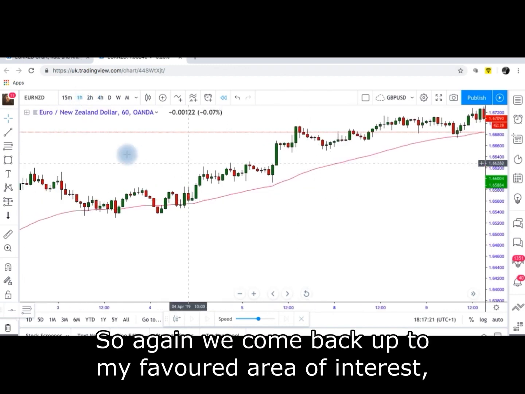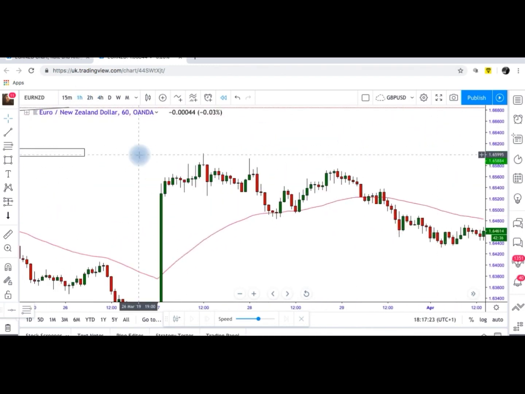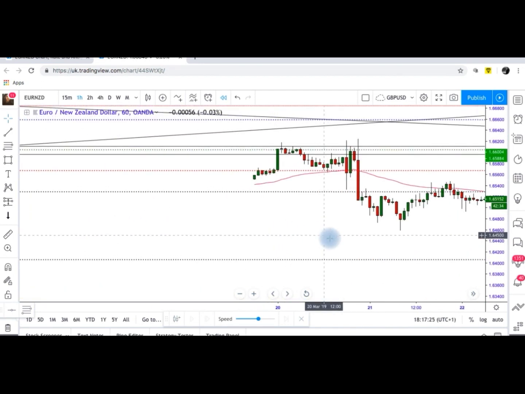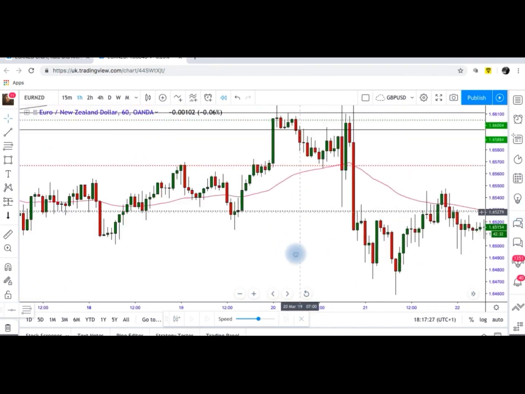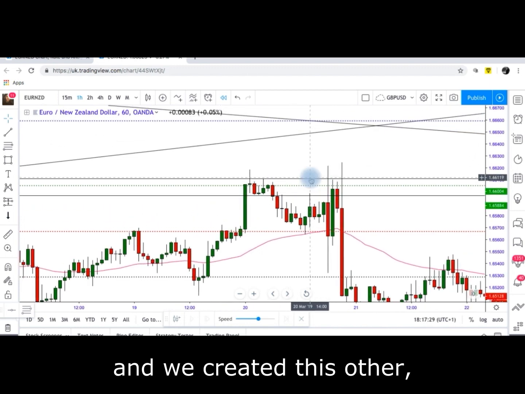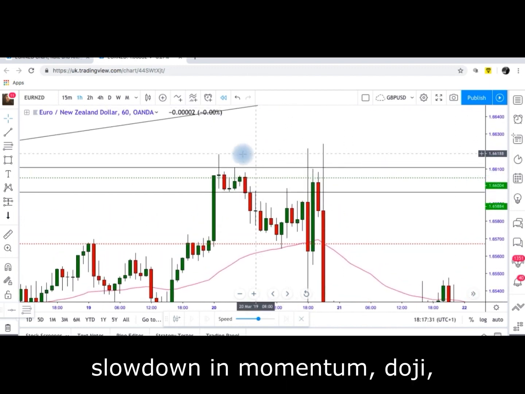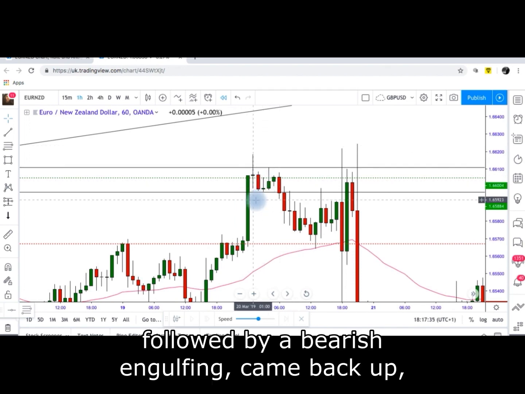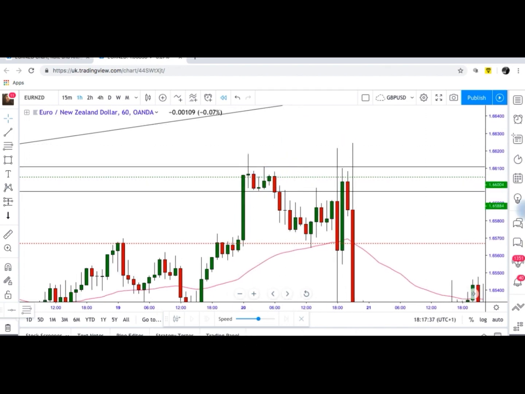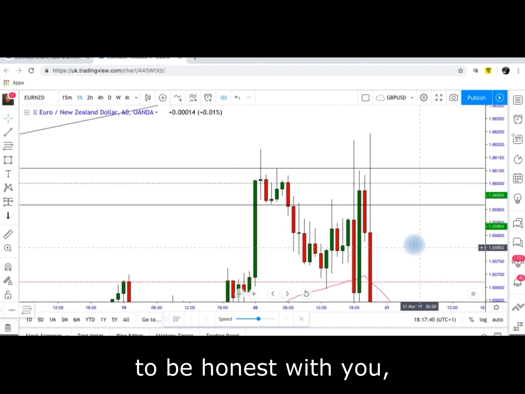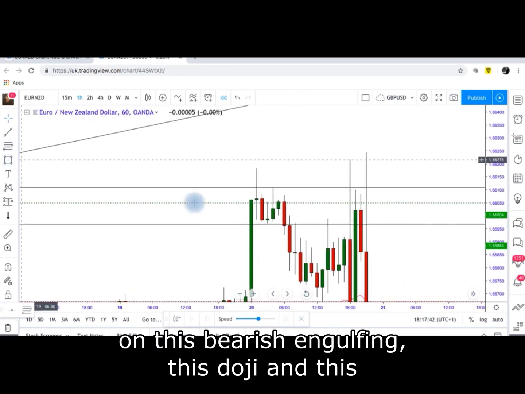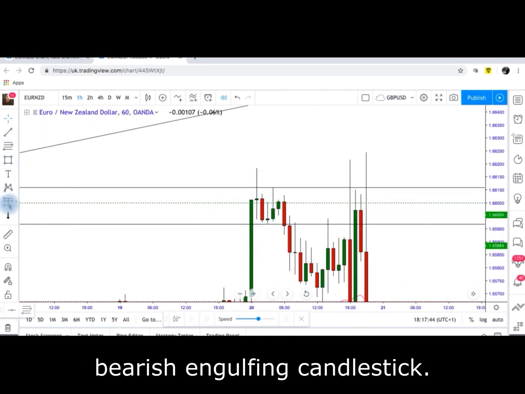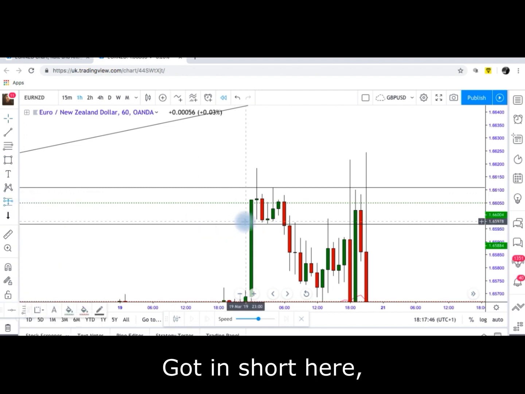So again, we come back up to my favorite area of interest. And we created this other slowdown in momentum, doji, followed by bearish engulfing, came back up. To be honest with you, you could have pretty much got in on this bearish engulfing, this doji and this bearish engulfing candlestick. Gone short here.